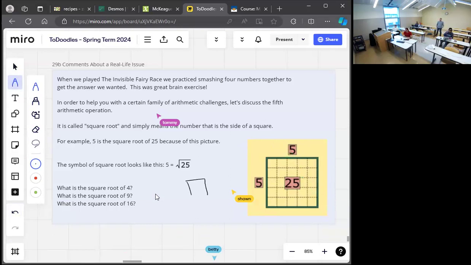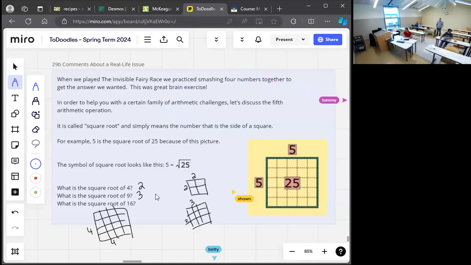What about if the square had 4 pieces? What's the square root of 4? 2, right? Because each side is 2. What if the square has 9? 3. Then each side has 3. What if the square has 16 pieces? 4. Everyone see how that one is 16? 4.